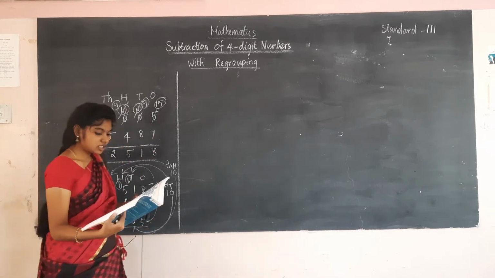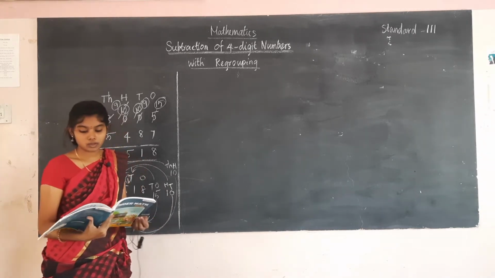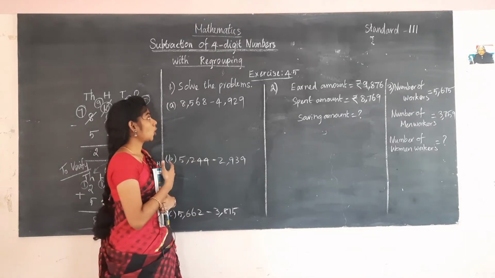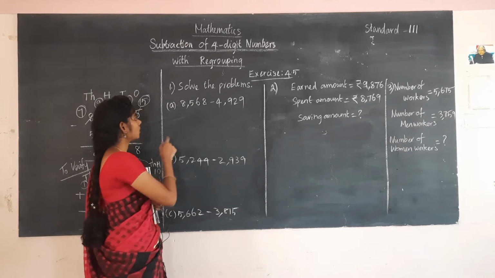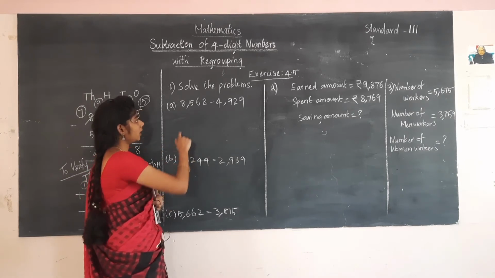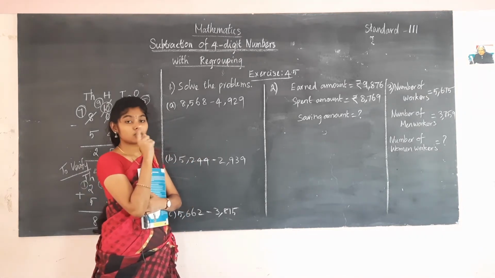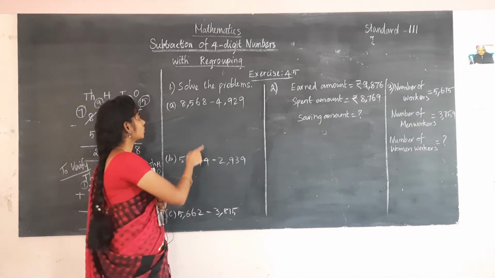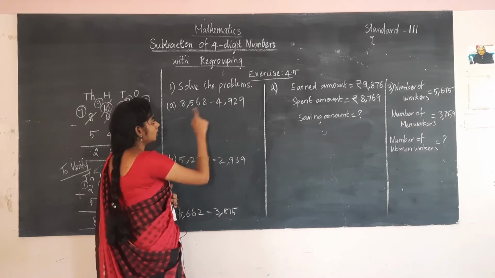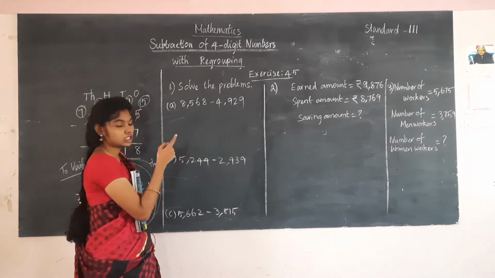And now we shall see the exercise problems. Okay. See the first problem, solve the problems. So the first one is 8568 minus 4929. So you know how to read a 4-digit number. So here you are going to subtract the two numbers, that is a 4-digit number.